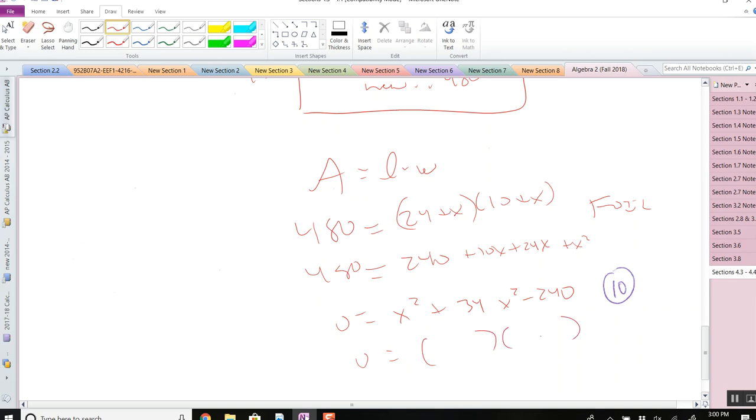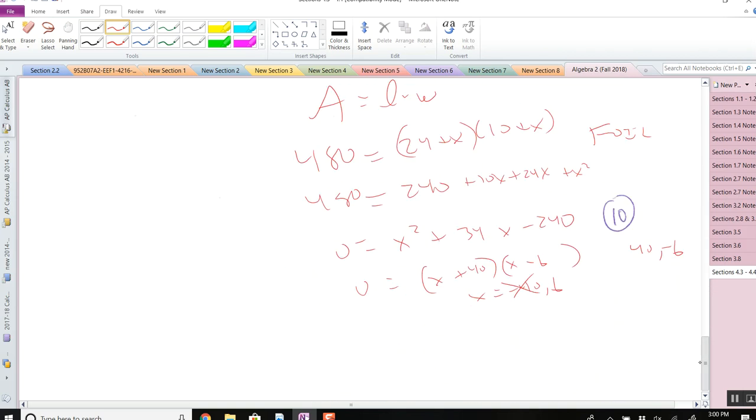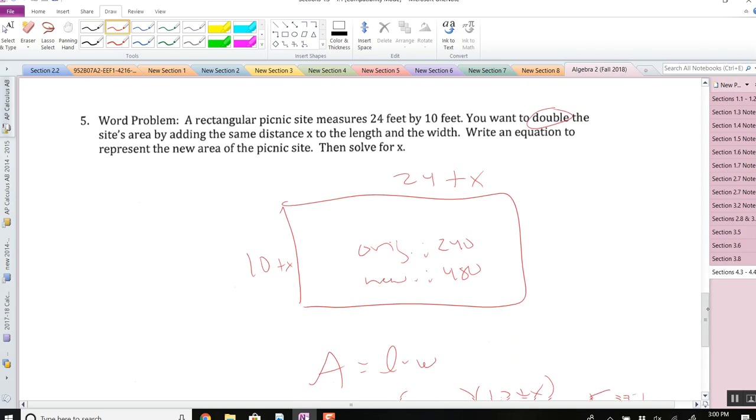Okay. I have to be a little bit clever here. 40 and negative 6 are my factors, and that's not x squared. Sorry about that. So x plus 40, x minus 6, x is negative 40 or 6. We're not going to use negative 40 because you can't have a negative dimension, so I might ask that also in the Google form. But x is 6, so that's what you're going to have to do.